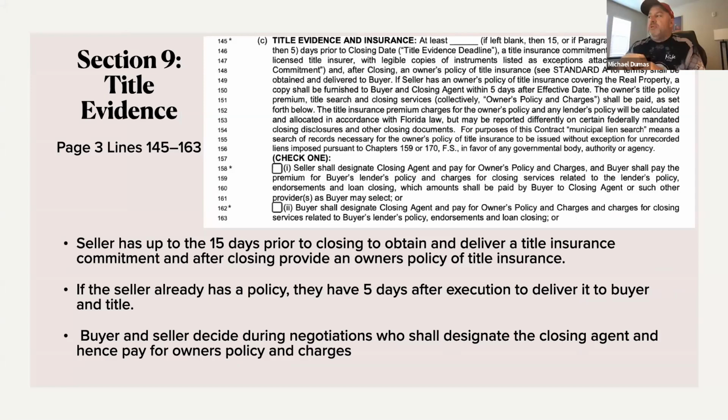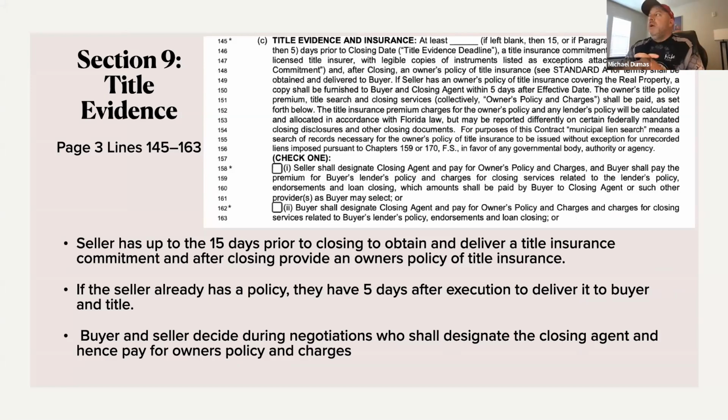Now, what does this mean? For you, if you represent a seller, if the title company does not get a title insurance commitment within 15 days prior to closing, the seller is actually in default of the contract. The buyer can walk away. Okay.